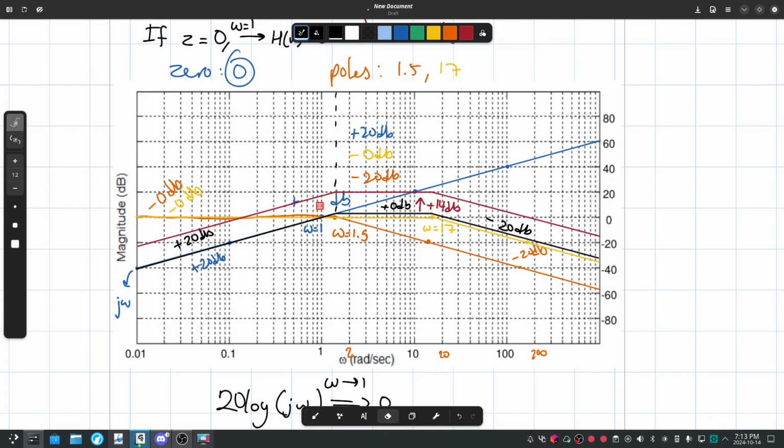Let me try and erase this, getting in the way. There you go. So here, at this point, we get plus 20 decibels. We subtract 20 decibels, and we subtract a further 20 decibels. Let me try and put this all up so it's a little bit clearer to see, because this is sort of all over the place right now. I should have thought about this beforehand.